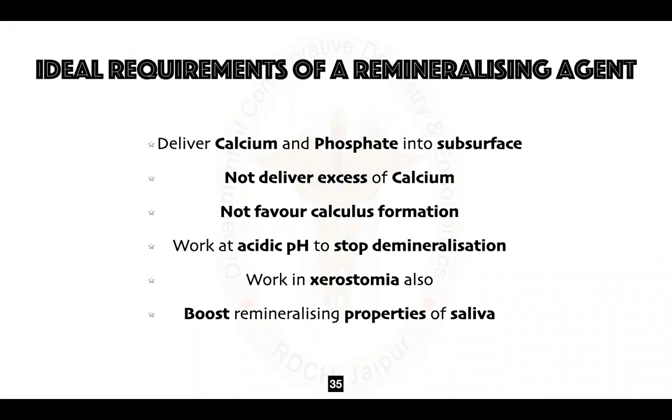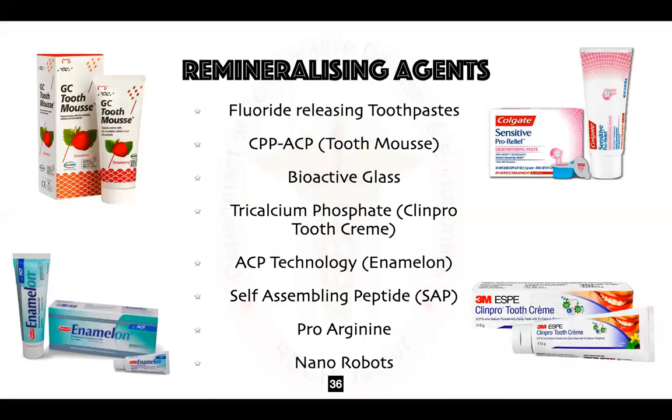It should work in an acidic pH because obviously demineralization happens there. So it should be able to work in xerostomia or dry mouth also. The agents, most of which I have already discussed: fluoride releasing toothpaste, already done, like Sensodyne and a wide variety of products available by Colgate and Sensodyne. CPP, ACP, I just discussed, casein phosphopeptide and amorphous calcium phosphate.